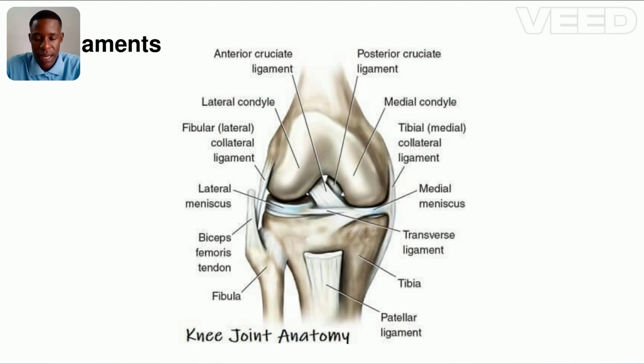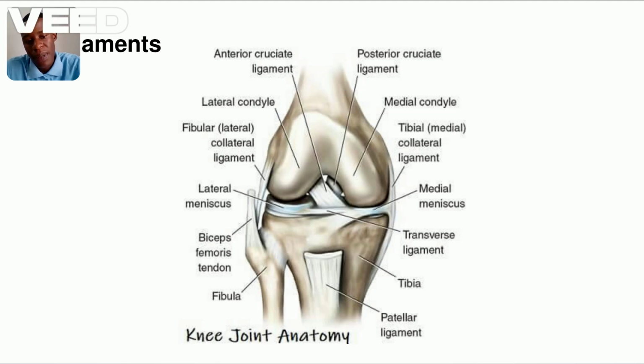Then on the sides of the knee, we've got the lateral and medial meniscus, which are our C-shaped cartilages. These are right between the tibia and the femur. So these act as shock absorbers that prevent the bones from hitting each other. Then also we've got just right outside, medially and laterally. Laterally, we've got the fibular collateral ligament, and medially, we've got the tibial collateral ligament.